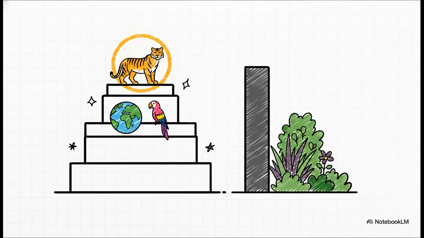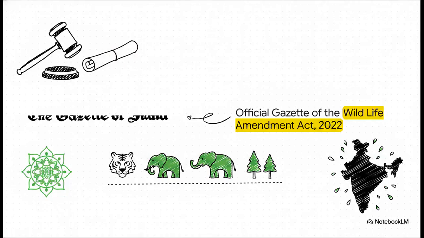Oh, and they also brought in a brand new Section 62A, which gives the central government the power to strictly regulate invasive alien species. And here's a look at the actual official Gazette notification for that 2022 amendment. It really helps to visualize the actual document. It's a great reminder that this isn't just dry theory. This is the active, current law of the land we're dealing with across the country.